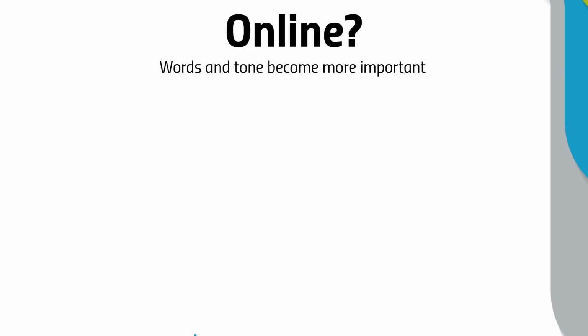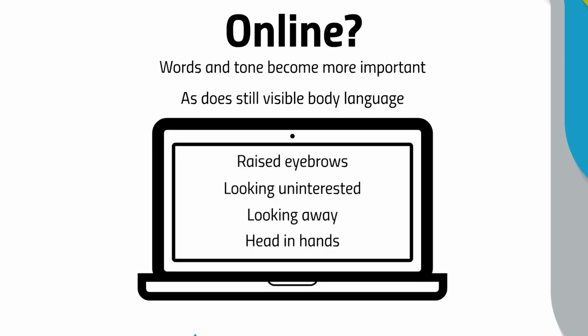But it's not to say that body language is not important. In fact, certain parts of body language become even more important because the open posture and all those sorts of things may not be visible online. So the still visible body language becomes even more important, and you have to be very, very mindful of that. And I'm just going to give you an example of some of those things. What kinds of body language would still be visible through a computer screen?